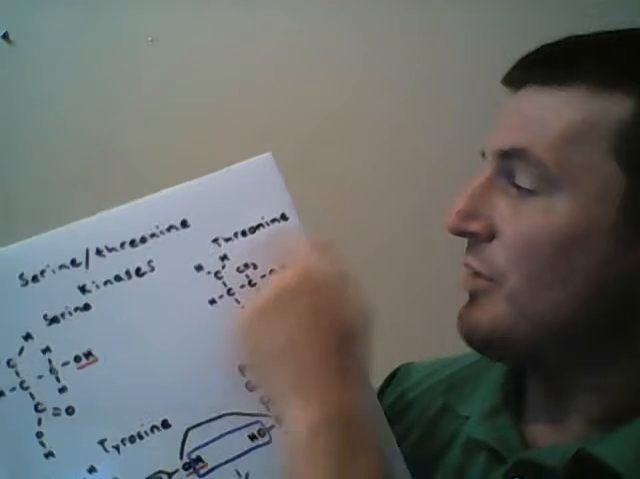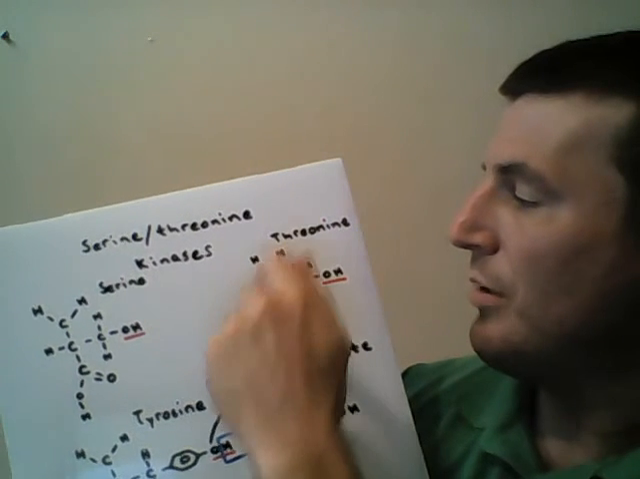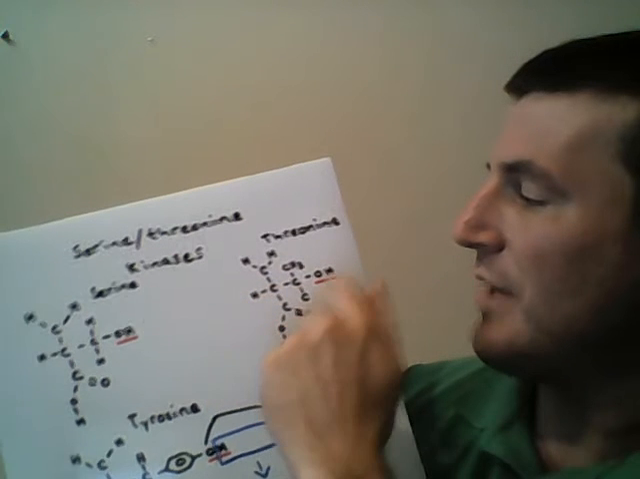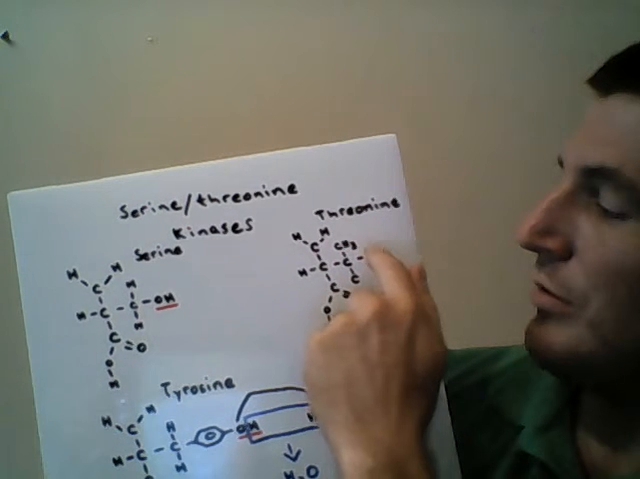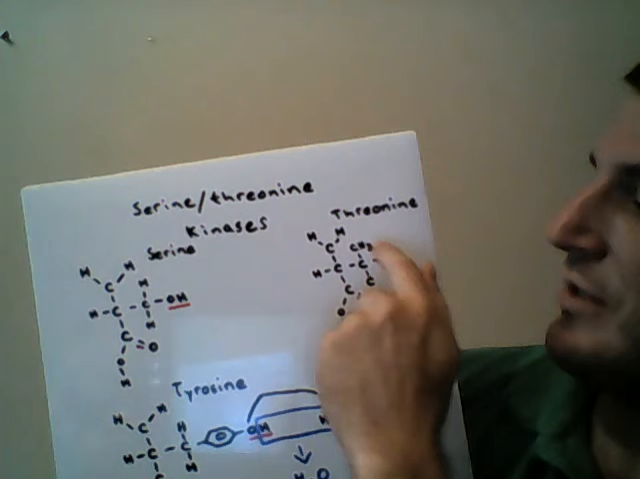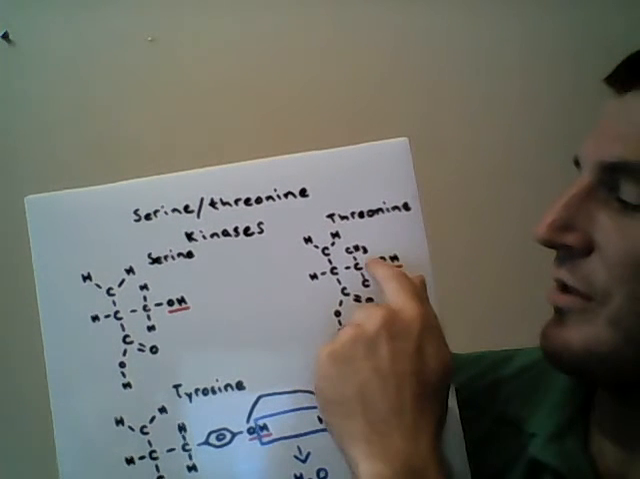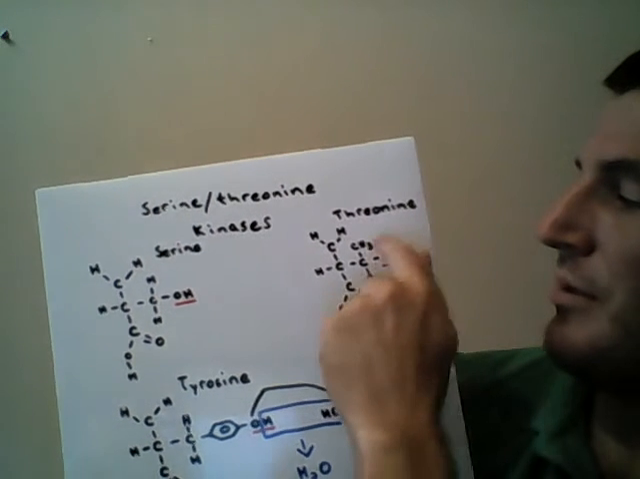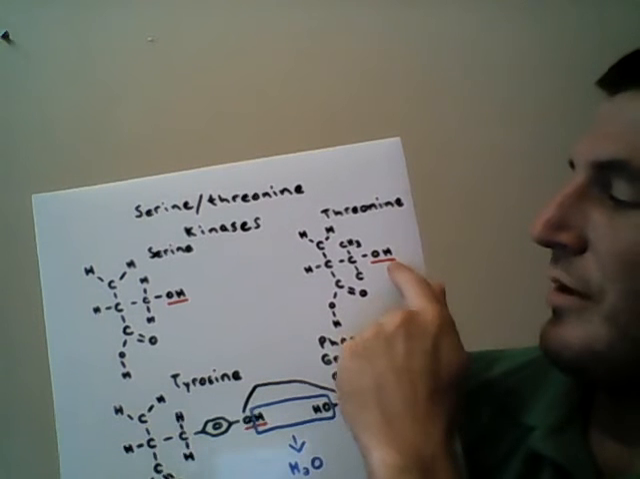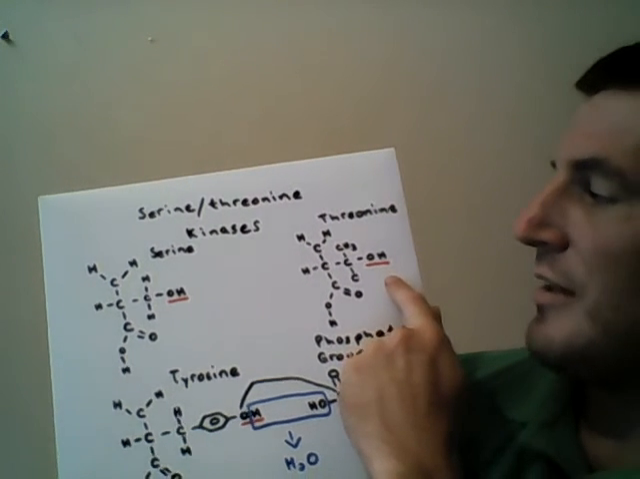Now over here is threonine, and there is your amino group, the alpha carbon, the carboxylic acid. The only difference here is that this has a methyl group right here, the CH3, off this first carbon. And then there is the alcohol group, again, as you see underlined, and that's threonine.